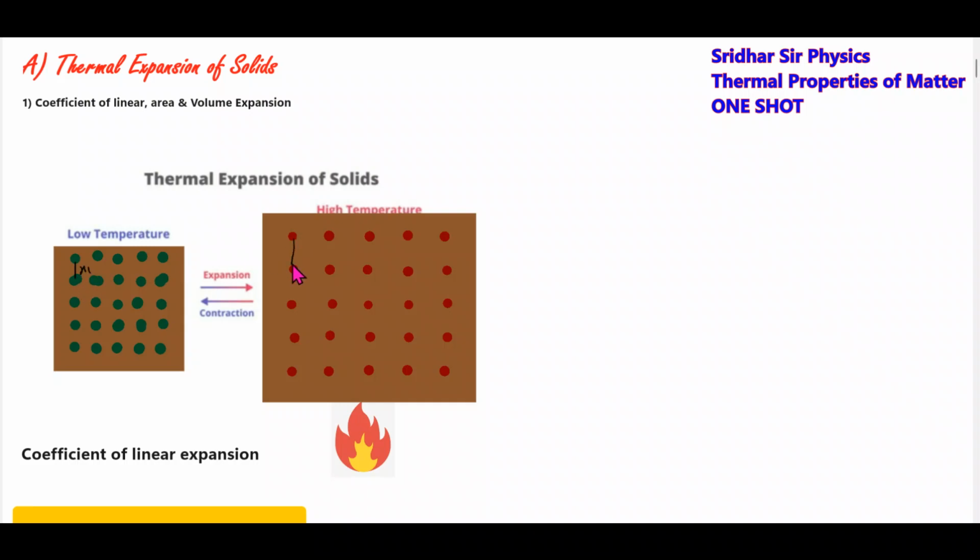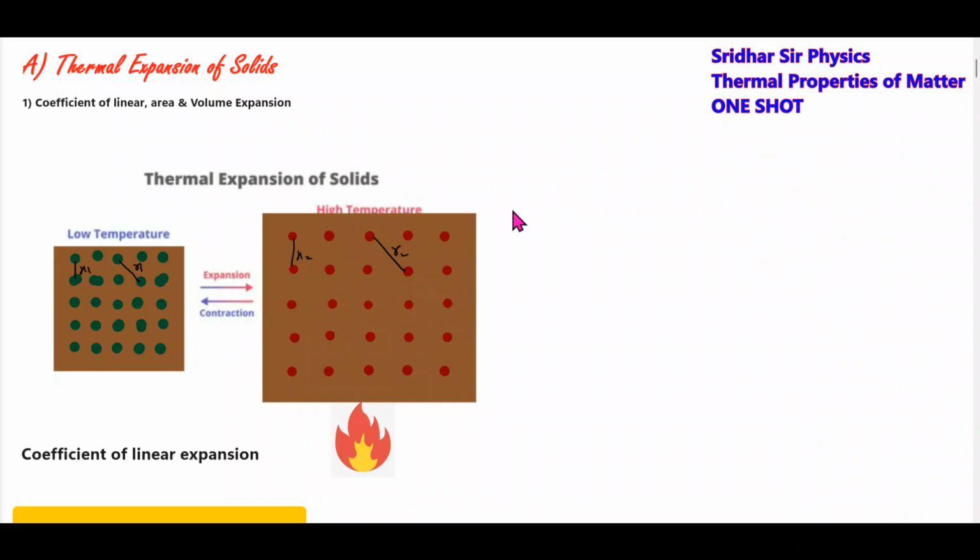Now the same distance between atoms will increase. The distance between any two atoms will increase. You can check it here. Definitely this will be R2, this will be R1. So in thermal expansion, what actually happens? The distance between the atoms will increase, or the distance between any 2 points on a body will increase. This is a basic idea.